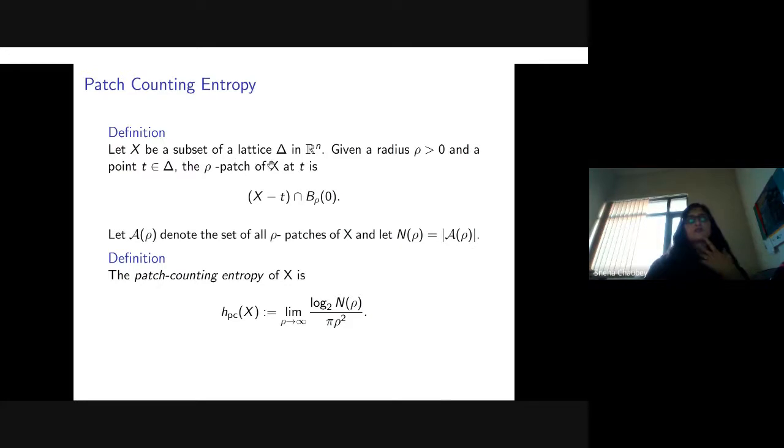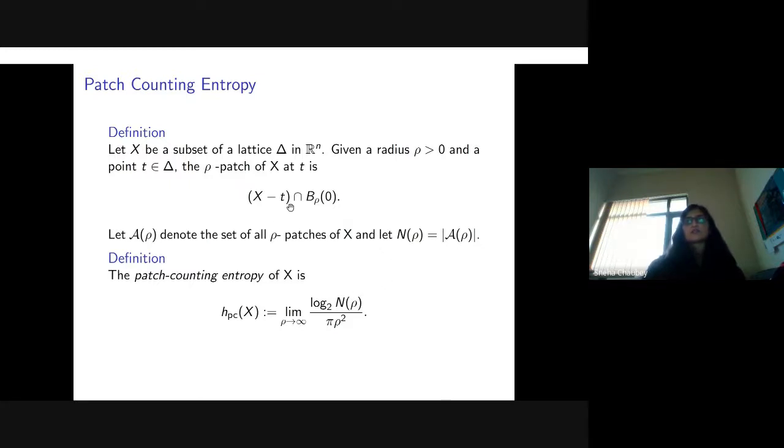Suppose you have a subset of a lattice, given a radius rho and a point T in the lattice. The rho patch is defined as this. So basically, you're looking at all those points such that if you translate them, they belong to your subset and are inside the ball of radius rho. Okay, so that's one rho patch. Now, if you vary your T, you get a different set of rho patches, and you denote that by A rho. Let's call n rho the cardinality of these different sets of rho patches.